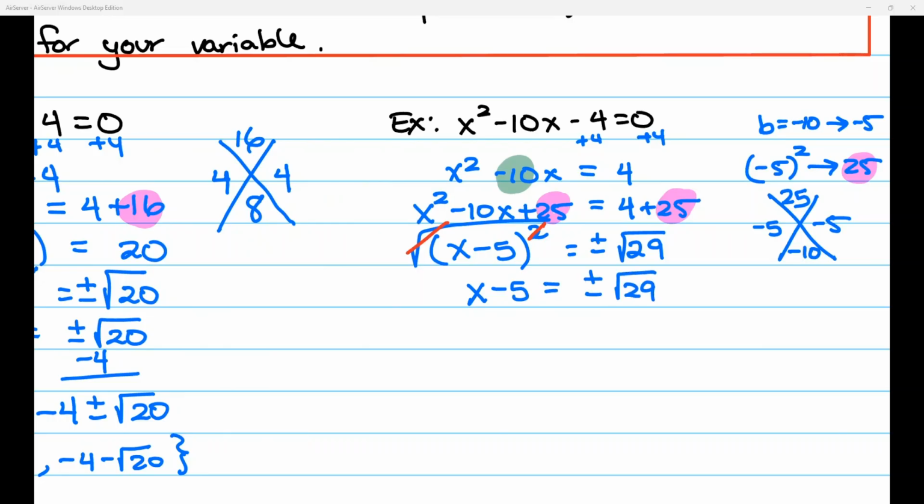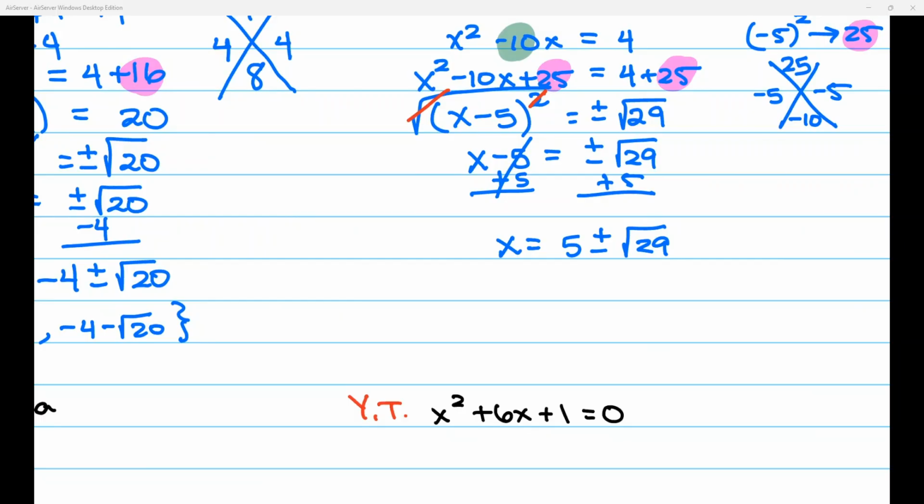Because I'm trying to get x by itself, I'm going to do the opposite of minus 5, which is plus 5 to both sides. These are going to cancel, and I get x is equal to, again, these are not like terms, so I'm going to keep them separated, 5 plus or minus the square root of 29. And you're going to write it as two separate answers. So the first answer is going to be 5 plus the square root of 29. The other one is going to be 5 minus the square root of 29.